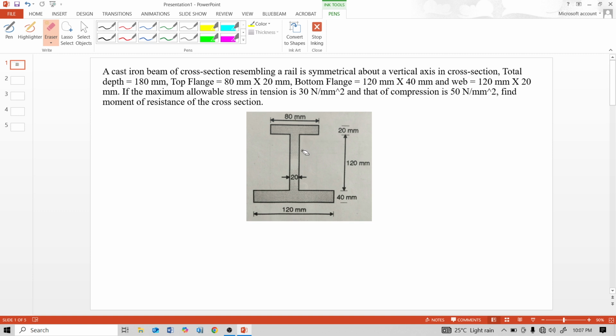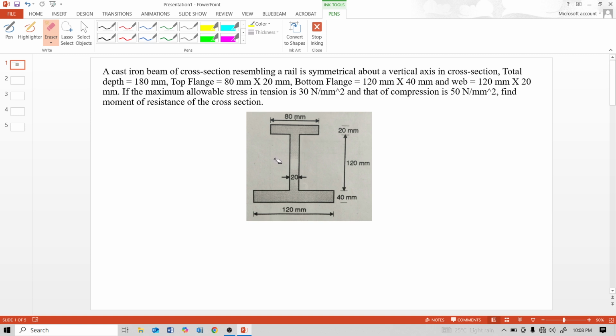So for solving this numerical, the first step is to find the position of the neutral axis, y bar, for that cross section. The second step is to find the moment of inertia. But in this moment of inertia calculation, we use the parallel axis theorem because there is asymmetry about the x-axis.